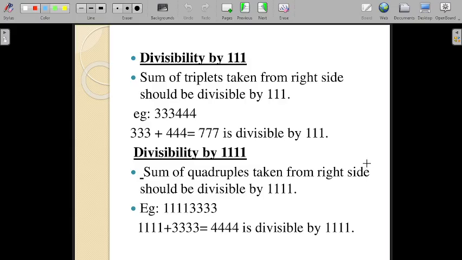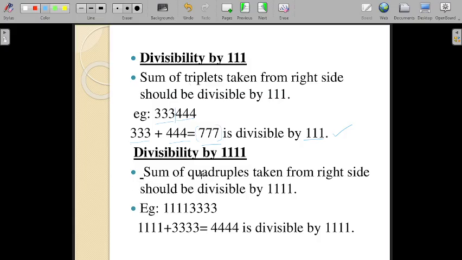Divisibility by 111. Here, since there are 3 ones, we need to take triplets. From the right side onwards we need to divide the whole number into triplets. For example, here 6 digits, so 444, 333, like this. Then we need to find the sum. So 333 plus 444 is 777. We need to check whether this sum is divisible by 111 or not. Since 777 is divisible by 111, the whole number is divisible by 111.